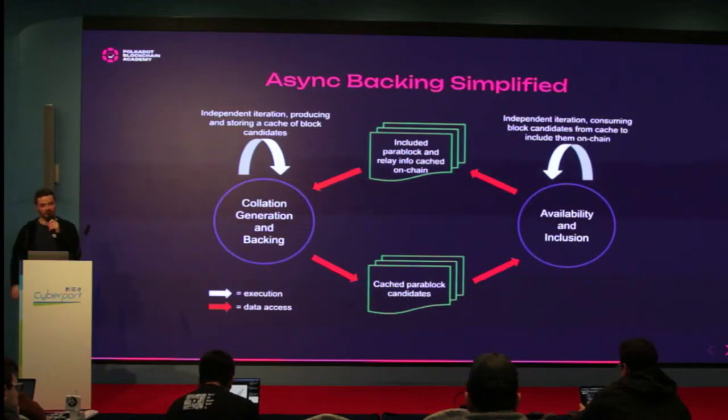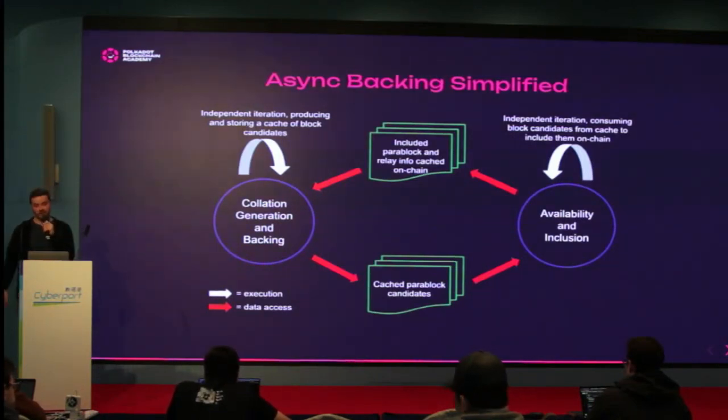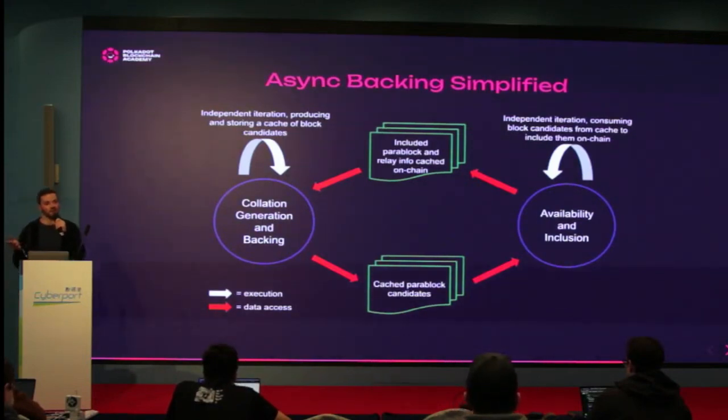All right, so looking back at this first diagram of asynchronous backing, we've now seen how we've introduced some new data structures that allow us to separate the collation generation and backing phase from the availability and inclusion phase. These cached parablock candidates, but now in this diagram, which structure did I leave out the name of for simplicity or to add clarity?